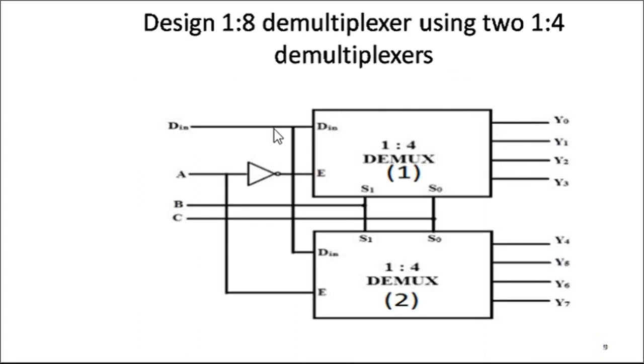Now see, this is the design of a 1 to 8 demultiplexer using two 1 to 4 demultiplexers. This is 1 to 4 demultiplexer 1, and this is 1 to 4 demultiplexer 2. These are the select lines of the first and these are the select lines of the second. I have joined both select lines and combinedly extracted the input line. Then data in of the first and second is connected together, meaning a single input is available now, as per our requirement.